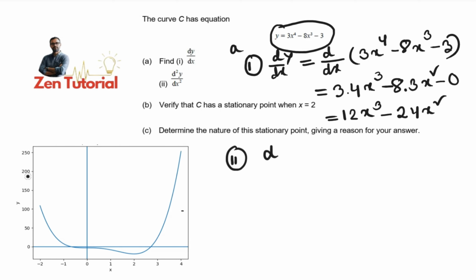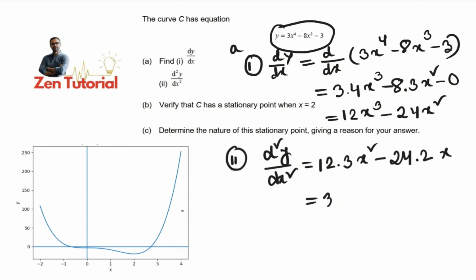It will be second order differentiation, so d square y over dx square. So it will be differentiate of the first order differentiation value, so it will be 12 times 3x square minus 24 times 2x, so it will be 36x square minus 48x, right? So A have done. Now it's time to solve the problem of B.